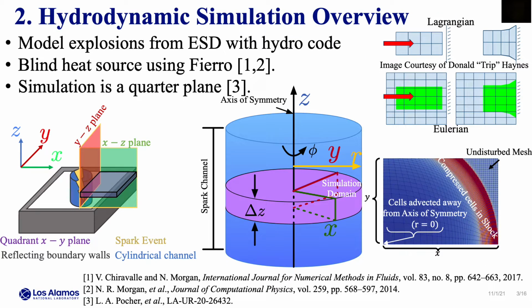Hydrodynamic simulations are performed with a 3D Lagrangian code called Fiero. If we think of the 1997 movie Flubber, a green blob would either have a coordinate system moving with it in a Lagrangian frame or be moving through a coordinate lattice in a Eulerian frame. See the top right figure.